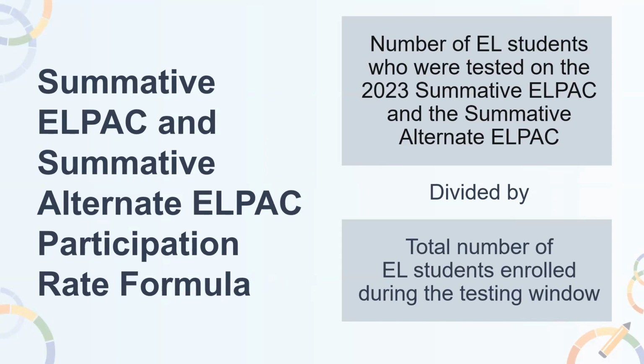The summative LPAC participation rate formula is the number of EL students who were tested on the 23 summative LPAC and the summative alternate LPAC, divided by the total number of EL students enrolled during the testing window.